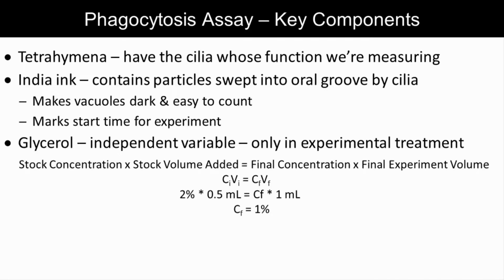Now about the glycerol. I added 2% glycerol to the experimental tube, even though I said we wanted to use 1%. Well, the 500 microliters of glycerol I added ends up diluted to a final volume of 1 milliliter in the experiment tube. The final concentration is half of the stock concentration. So the concentration of glycerol in the experiment tube is indeed 1%. Keeping track of starting stock concentrations and final experimental concentrations is a tricky aspect of learning to design experiments.